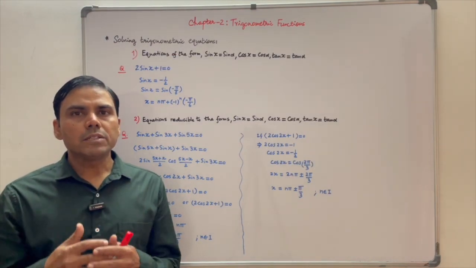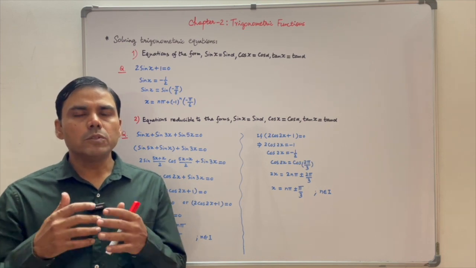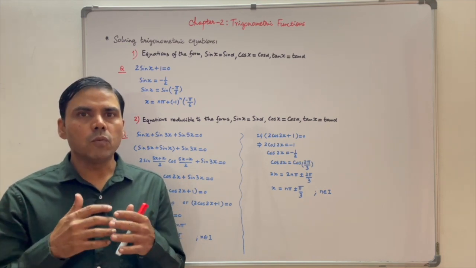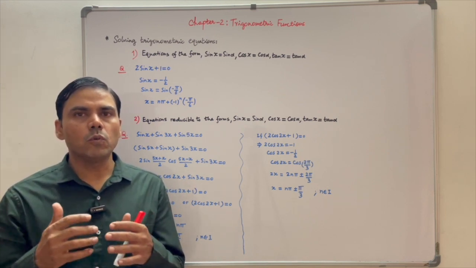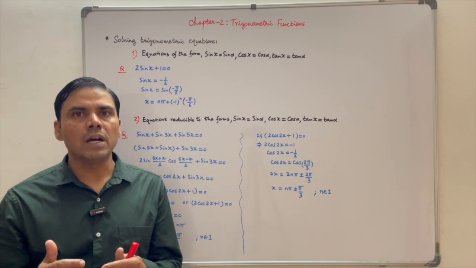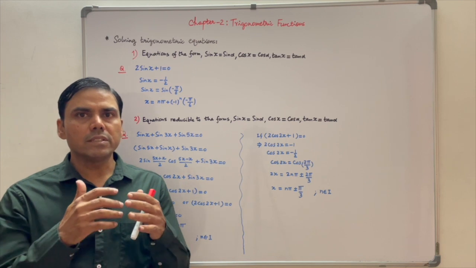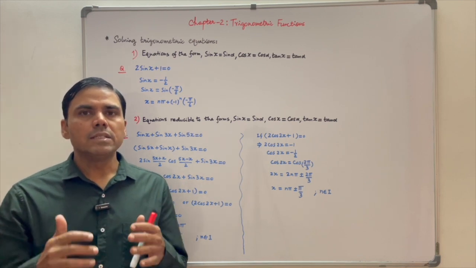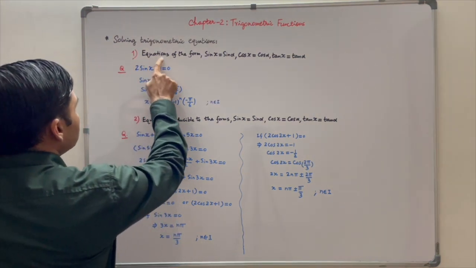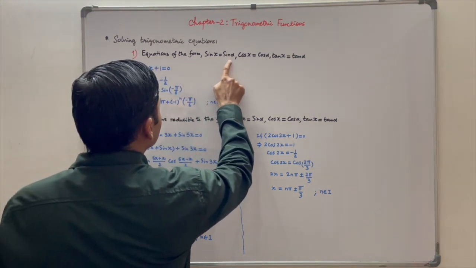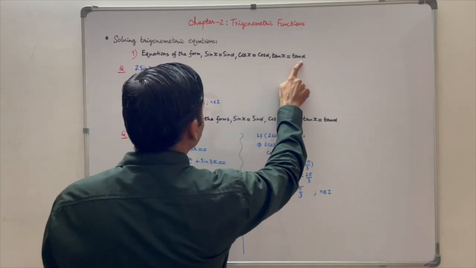Now let us see methods to solve trigonometric equations. The ultimate objective is to reduce the given equation in one of the 4 forms, and the forms are sin x equal to 0 or sin x equal to 1 or sin x equal to sin alpha or sin square x equal to sin square alpha. And we know the general solutions in all those cases. Similarly for cos x and tan x as well. First type, equations of the form sin x is equal to sin alpha, cos x is equal to cos alpha, tan x is equal to tan alpha.